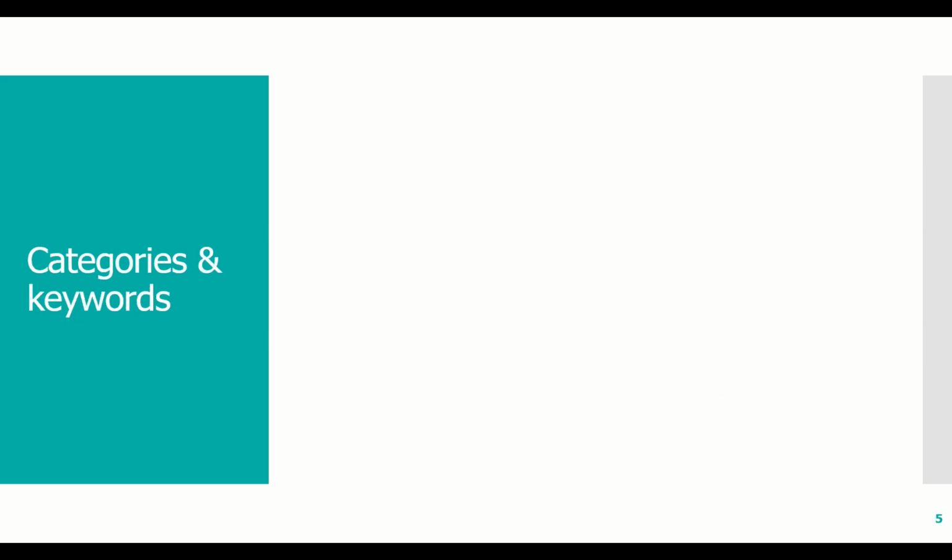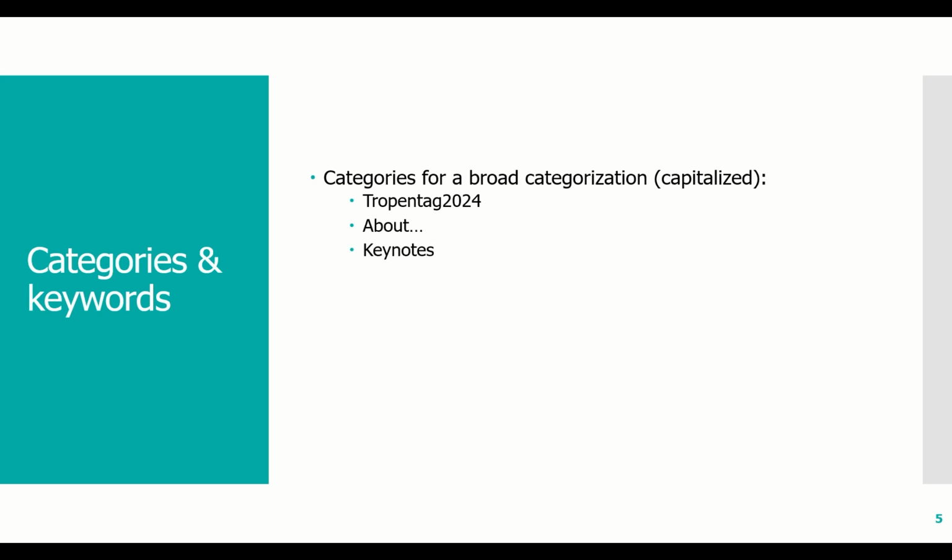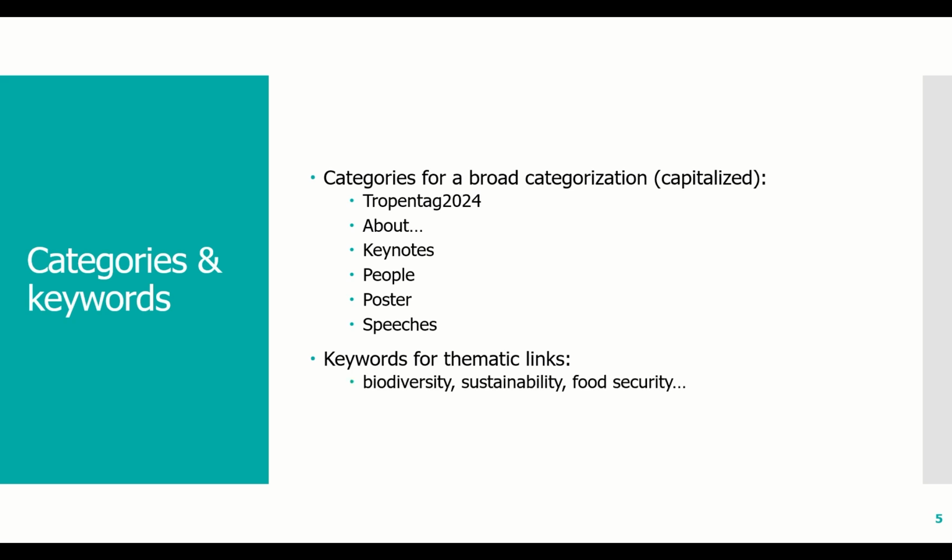The Tropentag blog is divided into categories and keywords. Categories are for broad categorization in capitalized letters. For example, Tropentag 2024, about, keynotes, people, poster, speeches. And the keywords are for thematic links. For example, biodiversity, sustainability, food security.